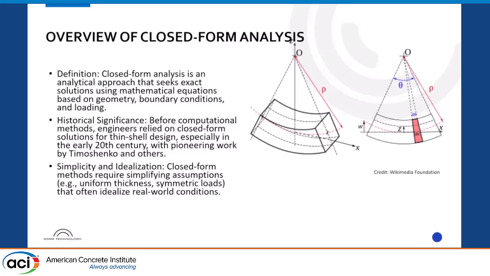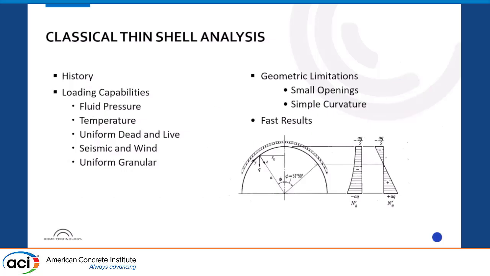Like I said before, all models are wrong, some are useful. They're models, even though they're approaching a perfect solution instead of a numerical solution, they're still making some of those simplifications. So within there, they identified different kinds of loadings and some closed form solutions for each of these: fluid pressure, temperature, uniform gravity loads, lateral loads due to wind and seismic or granular.